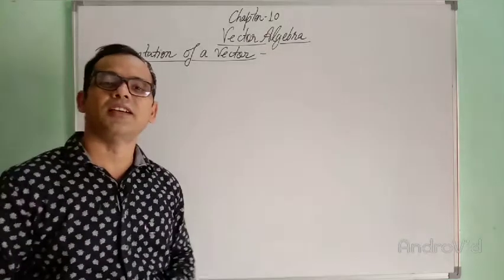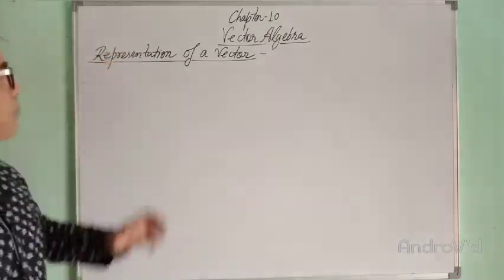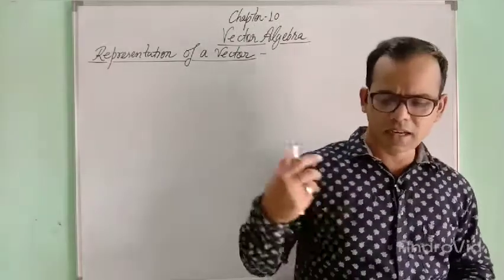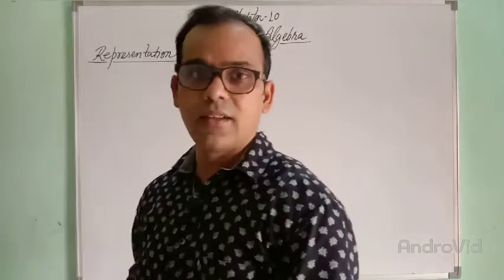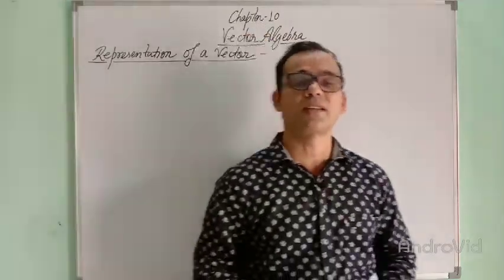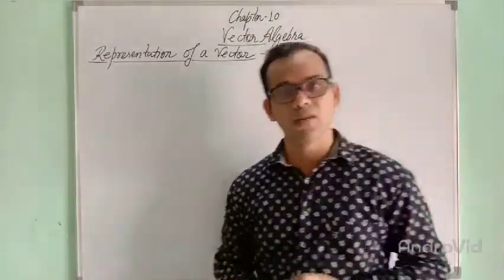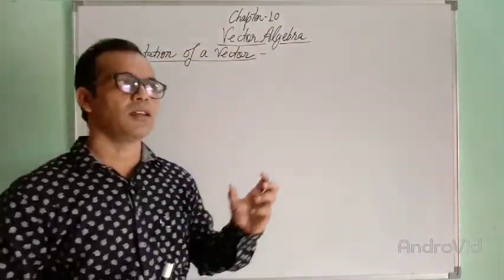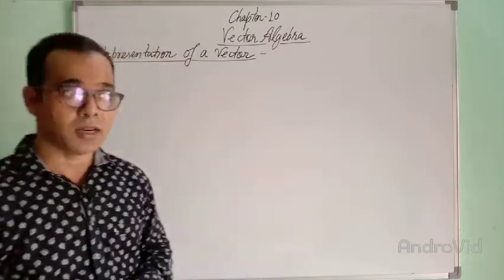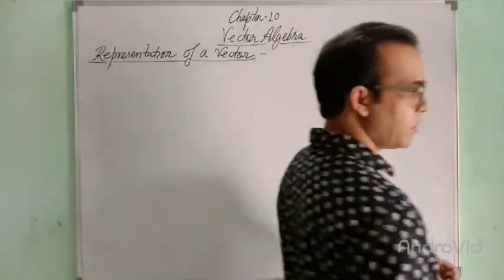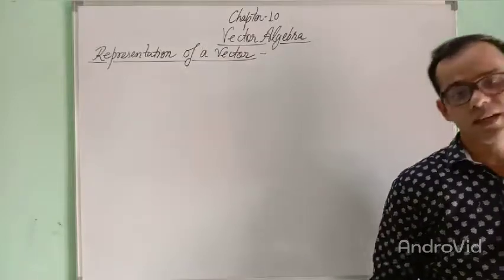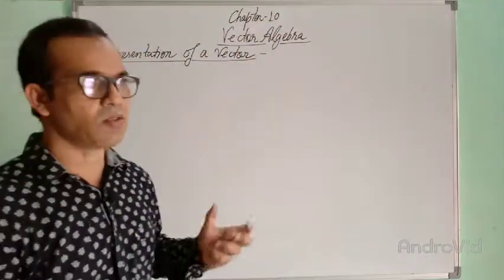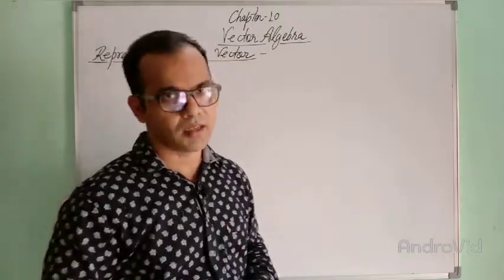Hello students, today I am going to discuss the concept of how to represent a vector. In my earlier video, we learnt the difference between the vector quantity and the scalar quantity. Scalar quantities are the quantities in which only the magnitude is required, but there are several other quantities in which we need to represent them using the magnitude as well as the direction. So such quantities are called vector quantities.